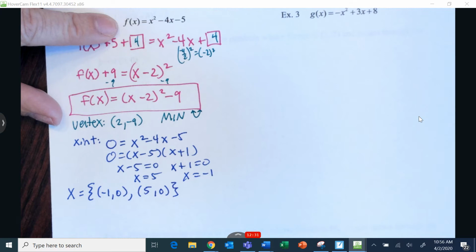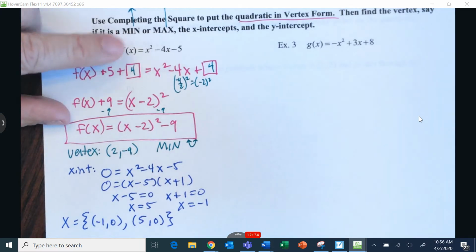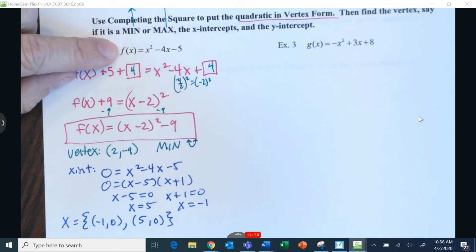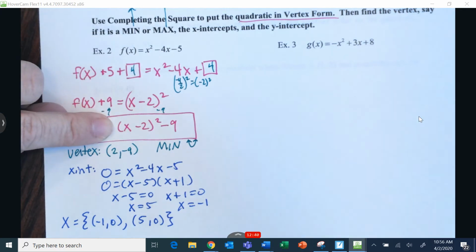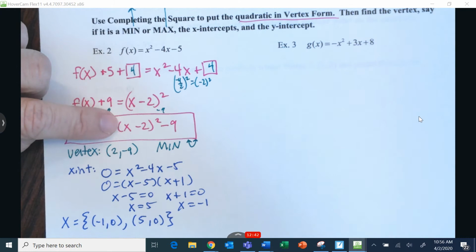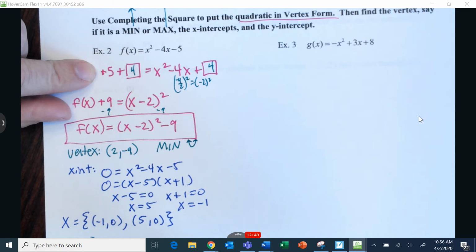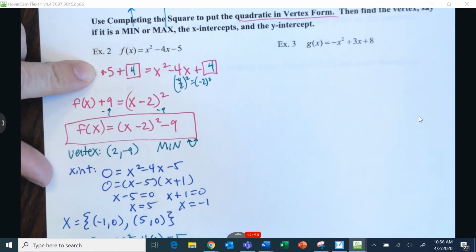And then we need to find the y-intercept, and again I'm going to use the original because it's easier to find the y-intercept in this form than it is in vertex form. But again, you can plug in 0 here. It's totally up to you when you do it. f of 0 equals 0 squared minus 4 times 0 minus 5. So f of 0 equals negative 5. My y-intercept is at 0, negative 5.